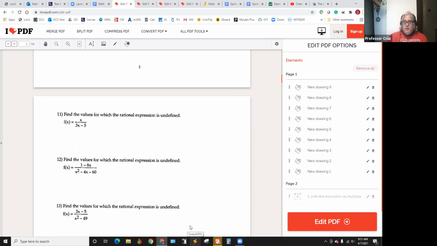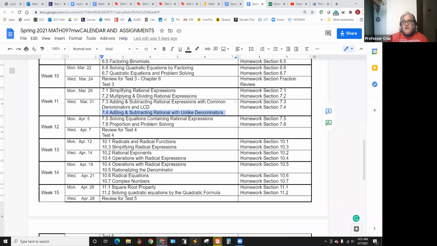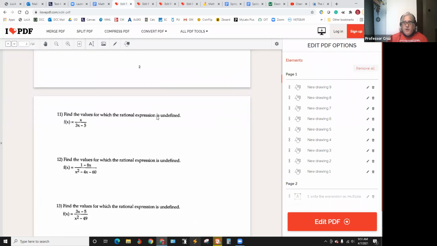All right, so what we need to do for this one, this is like a 7.1 problem. Simplifying rational expressions. That's where we looked at what makes the expression undefined.